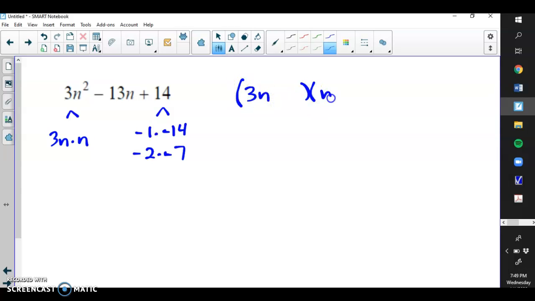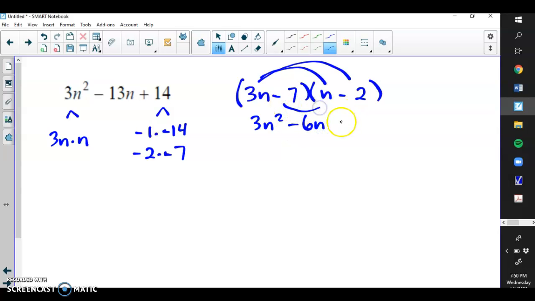I've got 3n and I've got n, and I am going to guess, let's just put the 7 here and the 2 there. Minus, minus. Let's check and see. So I've got 3n times n, that's 3n squared. 3n times negative 2, negative 6n, negative 7n, and positive 14. That gives me 3n squared minus 13n plus 14. Hey, I guessed correctly again. I'm just a lucky guy.